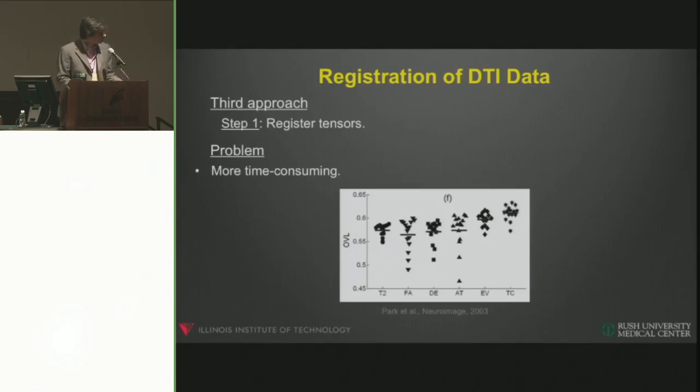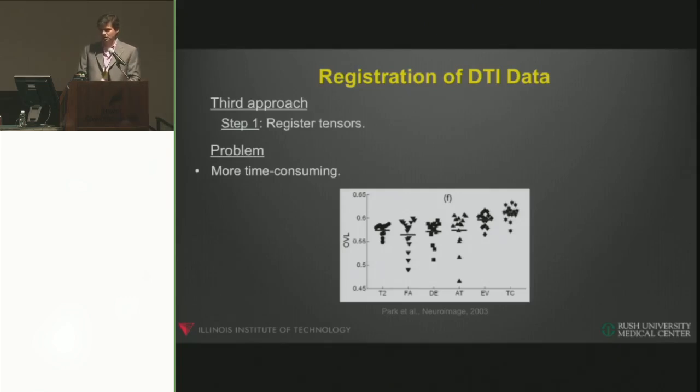So over here, we're looking at a comparison of tensor matching for different types of registration. In the first case, we're using T2 information to do the registration. In the second case, we're using FA maps. In the third case, we're using differences of eigenvalues. In the fourth case, that AT stands for using both FA and trace information. For the second to last, we're using all the eigenvalues, and for the very last case, we're using full tensor information. So as you can see, using full tensor information gives you the best tensor matching.